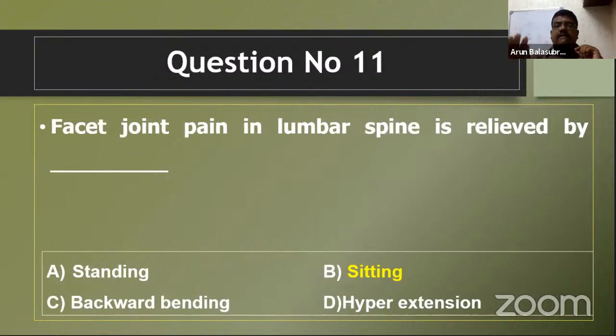Whereas facet pain is always relieved in standing or extension. When you do extension, the pain is relieved. When you stand and when you walk, the pain is relieved. If the patient complains of sitting pain, it is IVDP. If the patient complains of standing pain, it is facet joint pain. That's a common difference we identify through the history of the patient.